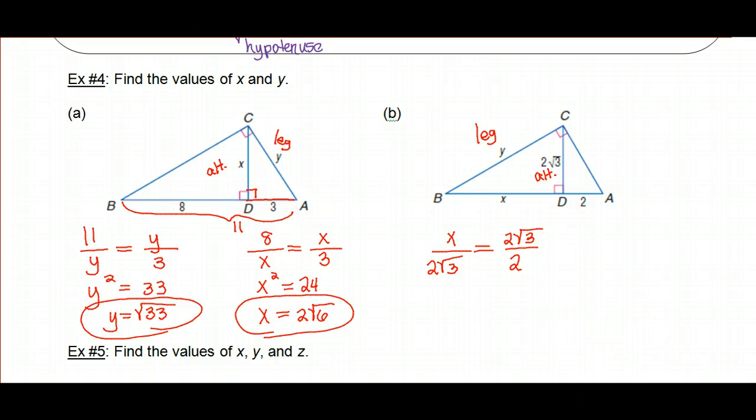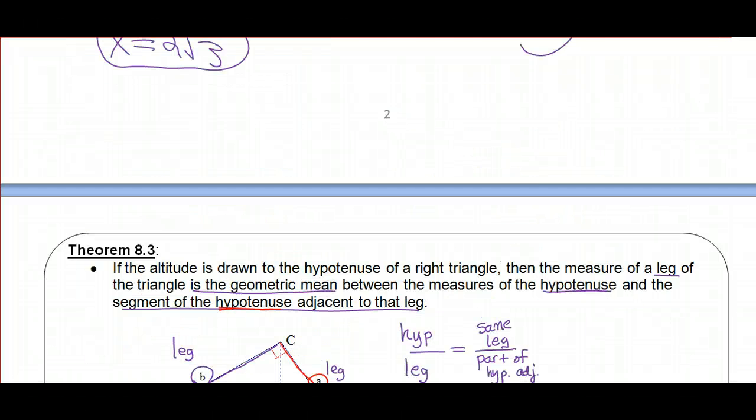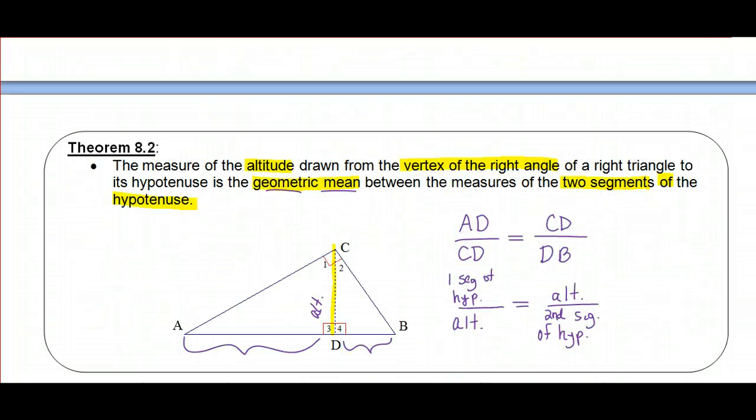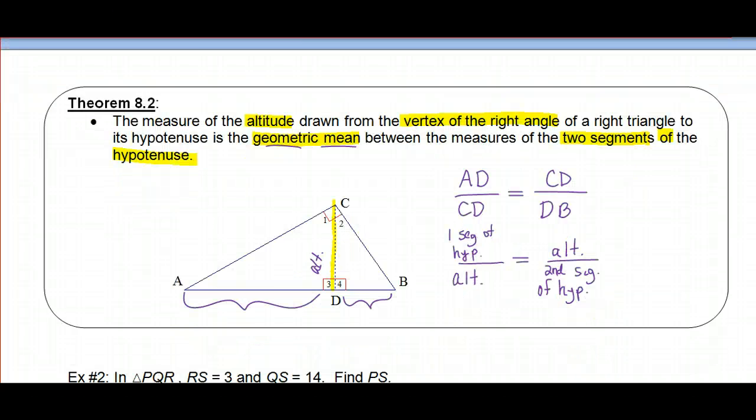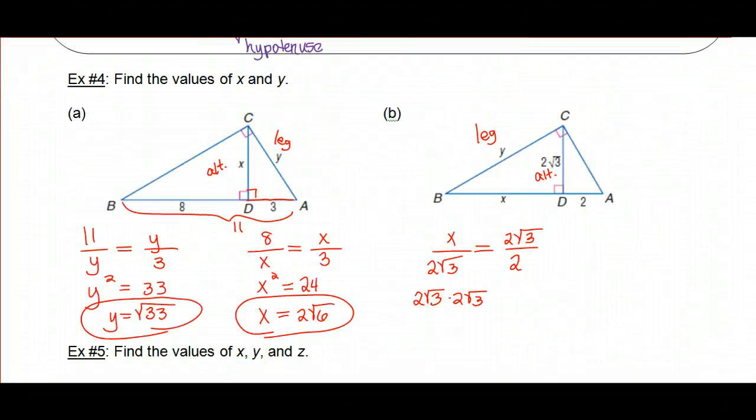Now, when you multiply 2 root 3 times itself, why do you do x plus 2 on top first? The altitude, the first theorem that we looked at, wouldn't it be 4 root 3? The altitude goes here and here, and then you take one segment of the hypotenuse and the second segment of the hypotenuse. Okay, just a minute.